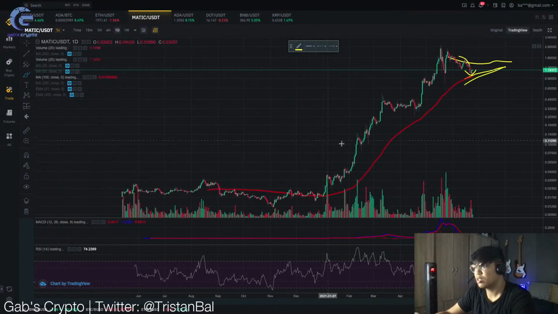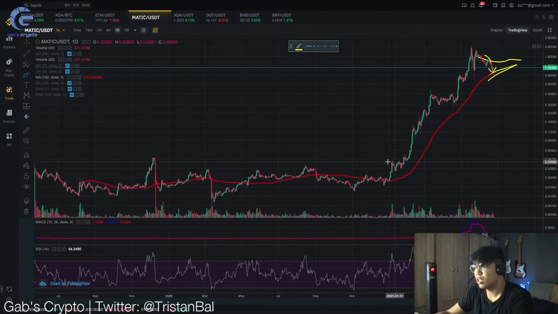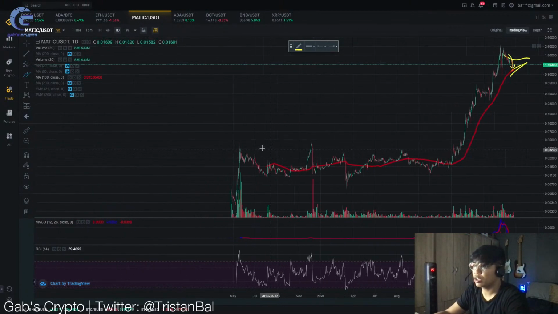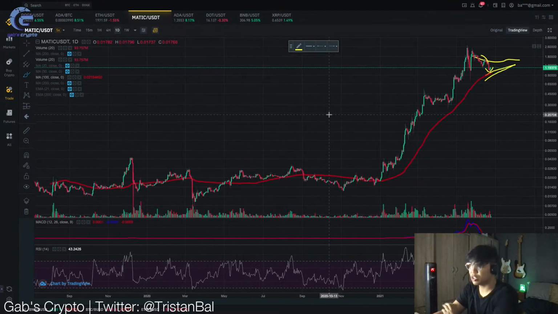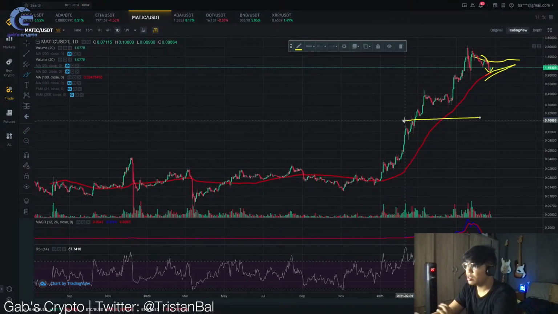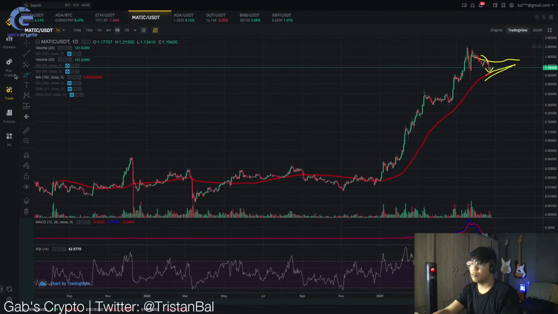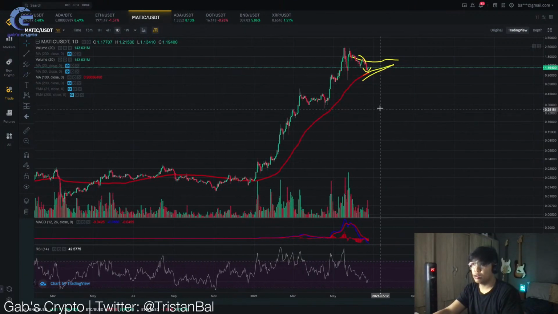So, ayan, this is Matic naman. Ayan. So far, okay naman yung price action ni Matic in the logarithmic growth curve, in the logarithmic chart. Sadyang naging overbought lang talaga. Would Matic go higher pa? Of course, it would go. But to know how high will it go higher, doon natin titingnan si Matic to Bitcoin dominance.